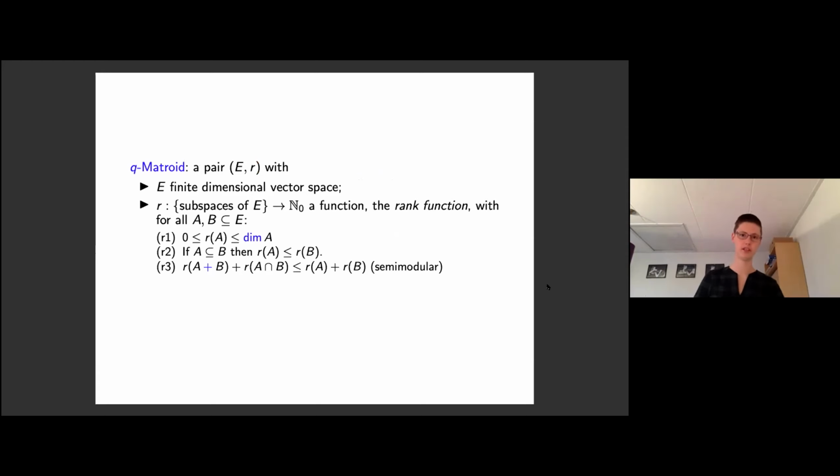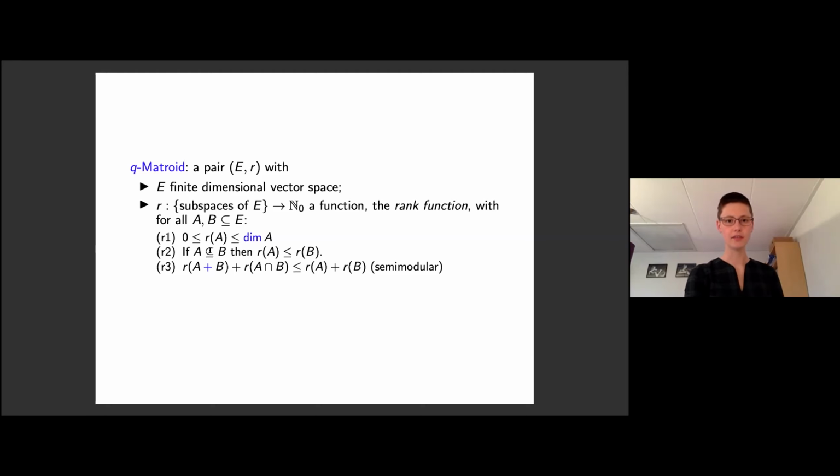So here's your definition of a q-matroid. It consists of a pair E and R, where E now is not a finite set, but a finite dimensional vector space. And I have a rank function that associates to every subspace of E a number, its rank. And its rank has 3 properties. The rank is always between 0 and the dimension of the space. And this dimension is the q-analog of the size of a set.